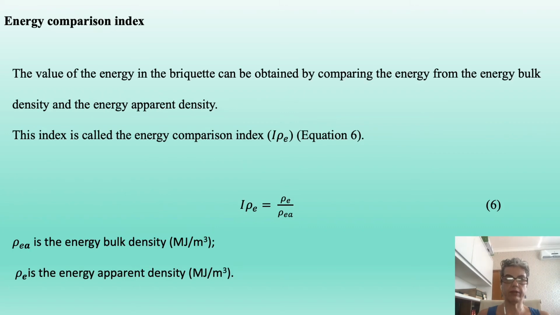Energy comparison index. We also used the energy comparison index given in equation 6. This index tells us how much the energy increased in the briquetting process, when we compare the energy in the briquette with the energy in the raw material.